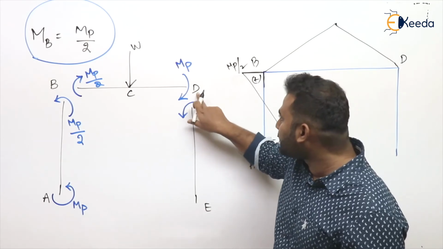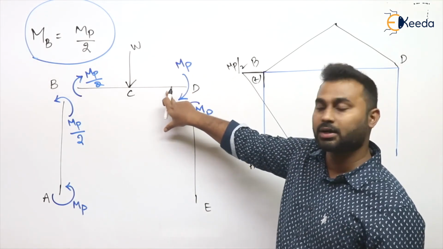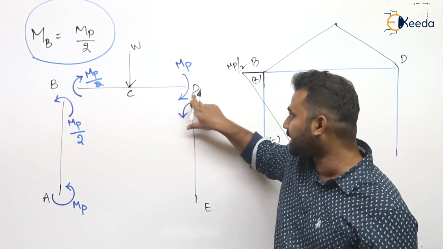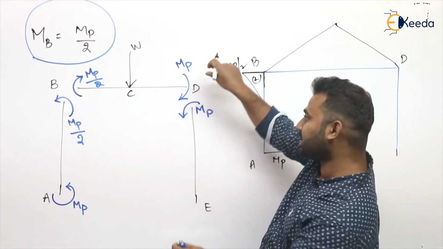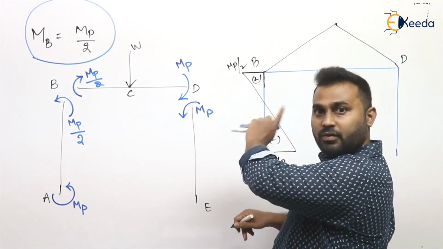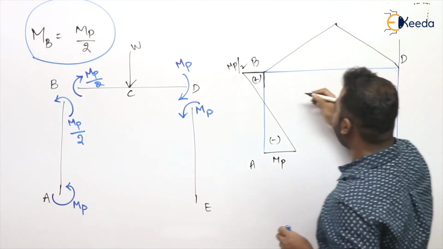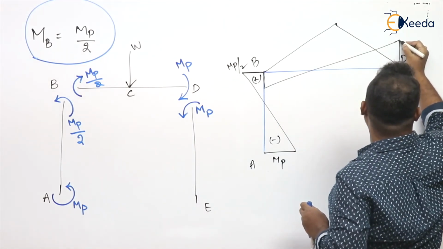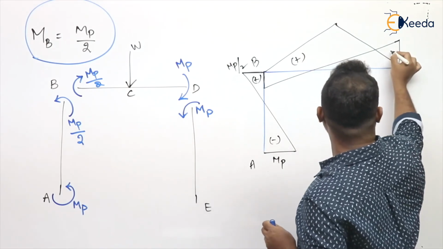And at D, this MP tries to hog the given span. Obviously it is negative. This is the right-hand side. If this is left, then this should be right. So at the right, which direction? Clockwise direction. Hence obviously it is negative MP. So this whole part is positive and this is negative.